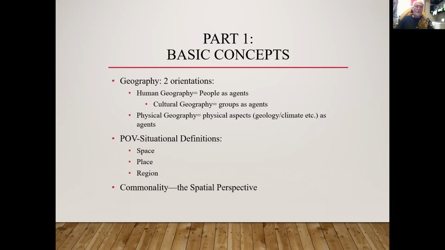This particular course, we're looking at people as agents, in other words, human geography. More accurately, most of what we're looking at this semester is a sub-branch of human geography called cultural geography, which is basically groups of people as agents. Very rarely will we look at how one individual interacts with the world around them, because we're covering a massive number of things in an intro class. So in most cases, we're talking about cultural geography, groups of people, cultures.